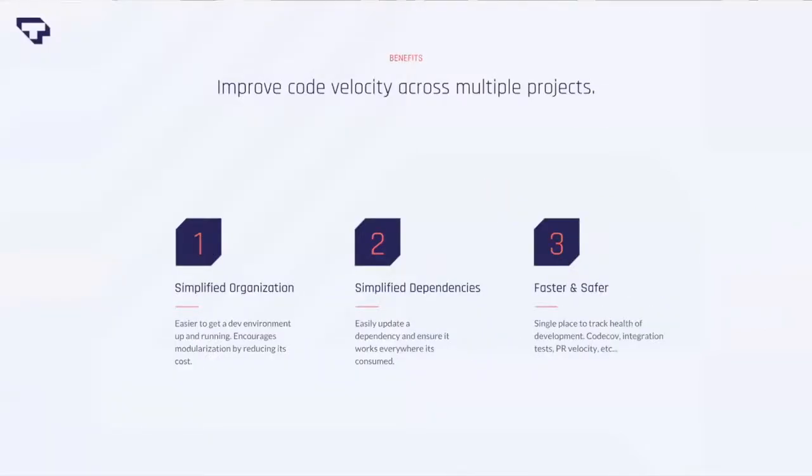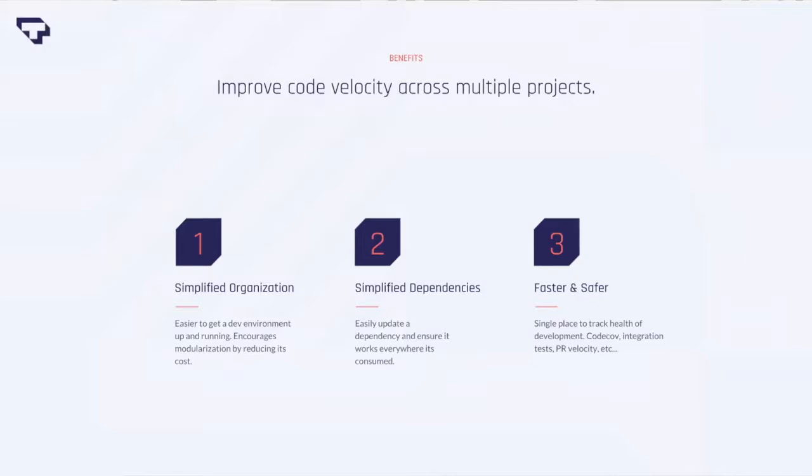So we've kind of been over this already, but there's basically three core value props of the monorepo. The simplified organization, easier to get a dev environment up and running. It's definitely the number one most valuable part of it. It encourages modularization by reducing the cost of it. So without things like Lerna or Meta, it's a lot of overhead to manage multiple modules, multiple repos, feature branches across them, integration tests, that kind of thing.